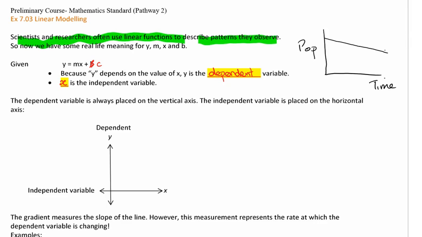Now, we can see that that line has a negative gradient. What does that gradient measure? It measures the decrease in population. For example, if this was months, what it's actually measuring is the decrease in population per month. We say that gradient is a rate. It's a change in a variable compared to another variable. So the change in population compared to months.